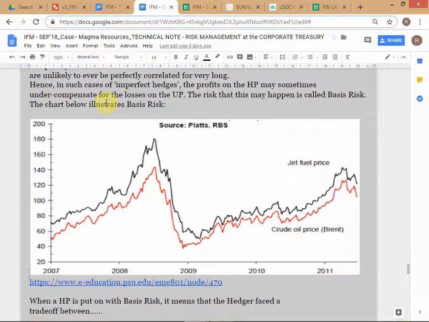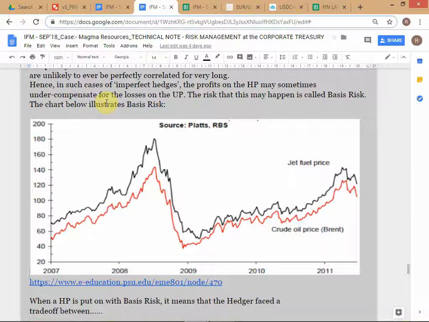okay, what do you think? Let me ask you this question. Do you think the airline is better off? Have a look at this chart, okay? Have a look at this chart. From this chart, you can see about four to four and a half years of data. Okay. From this chart, you have a sense of the movements in the jet fuel price.